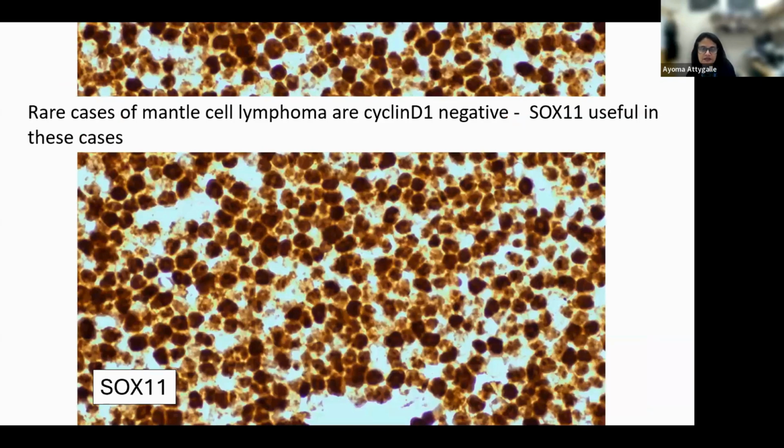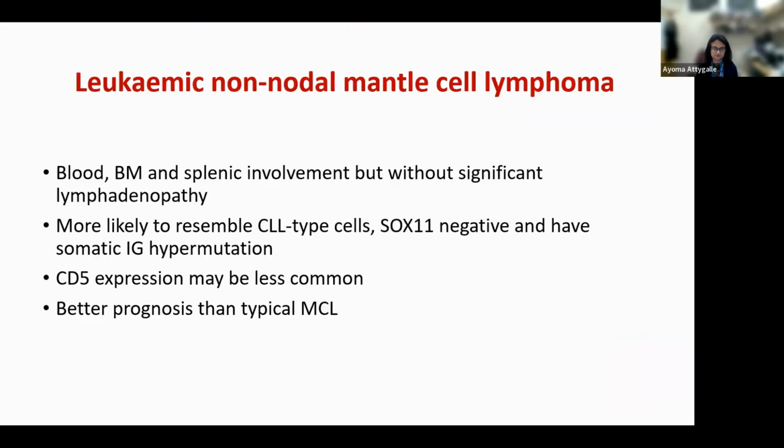There are rare cases of mantle cell lymphoma that are cyclin D1 negative. And in these cases, SOX11 is very, very useful because we don't necessarily have cyclin D2 or cyclin D3 readily available for us to assess.